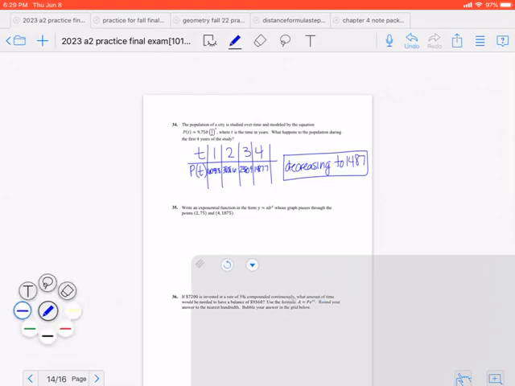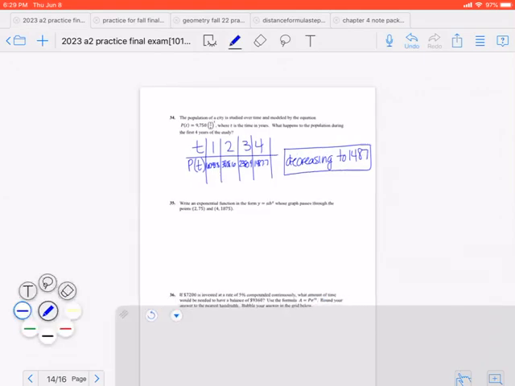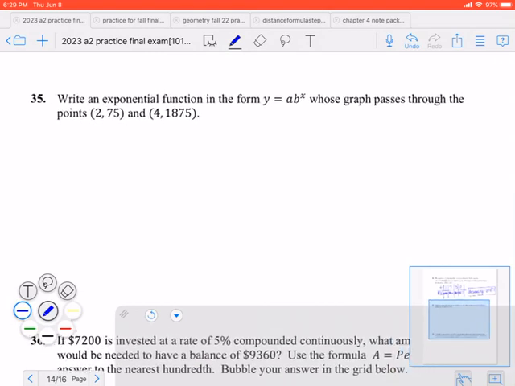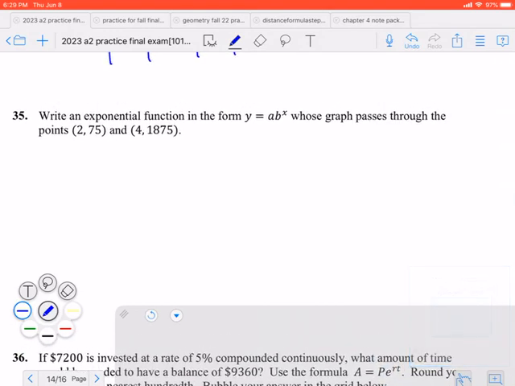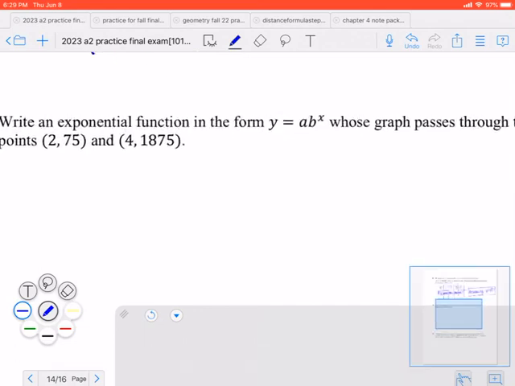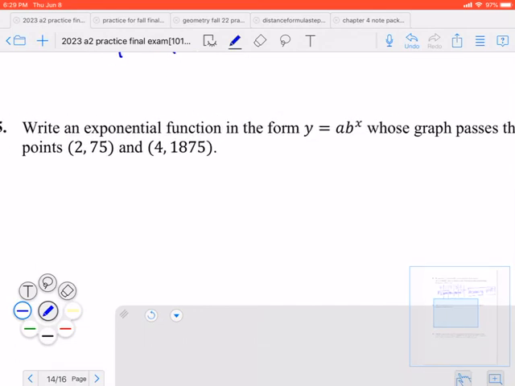All right, part 5. Here we go. Write an exponential function in the form y equals ab to the x whose graph passes through these points. Okay, so we need to know what a and b are. So we're going to solve for a and b. And how we're going to do it is they've given us 2 points. Remember, points are x comma y.